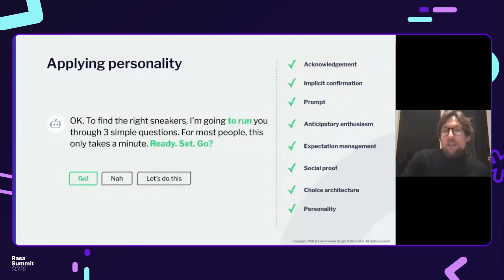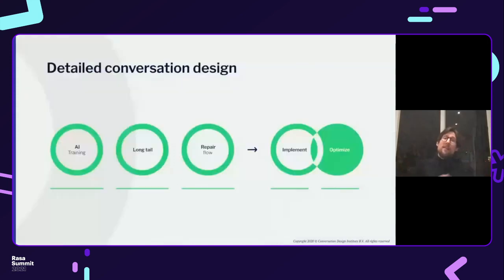So these are all the things that we apply during the expert rewrite. So this is the conversational copywriter that really takes it to the next level. And once we've done that, that's when we go to detailed conversation design.